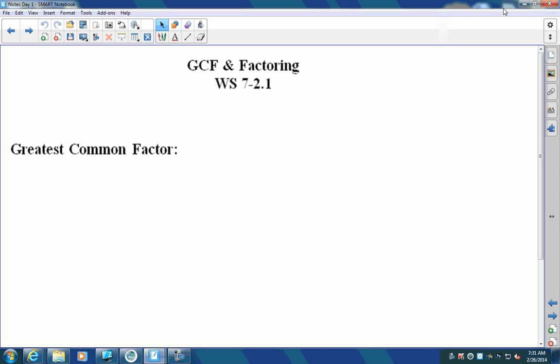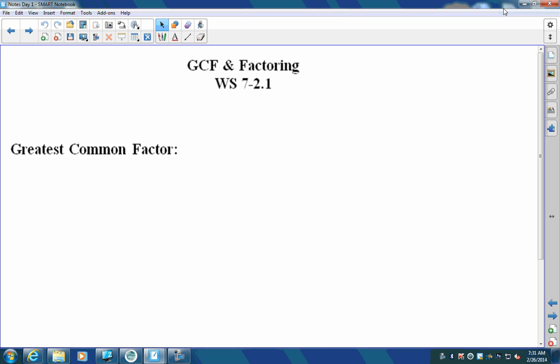All right, you guys have been working with greatest common factor in the past, when you were in middle school and elementary and stuff like that. Okay, greatest common factor means we're looking for the biggest number that goes into two or three different numbers or terms, because now we're going to be adding in variables.